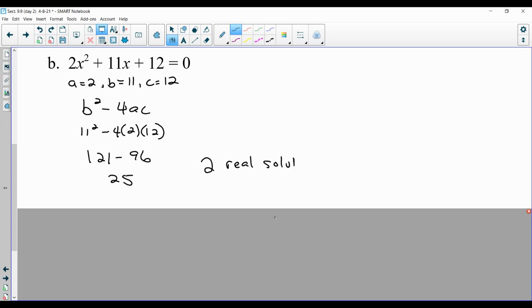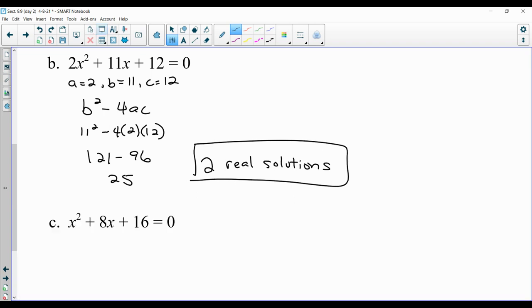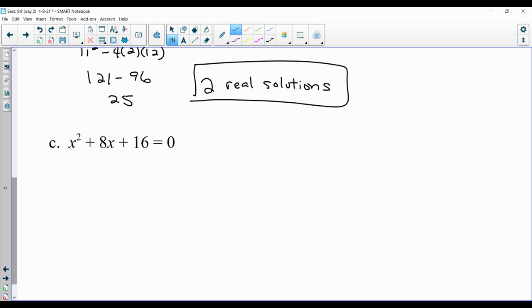Because it's not zero. Is that the only reason? That's it. If it's a positive number, it's 2 real solutions. And we could find them if needed to. All right, is that the same as your third one? All right, so far so good.